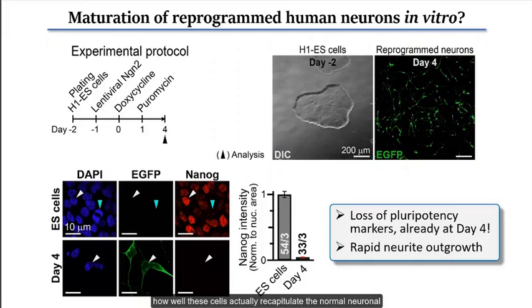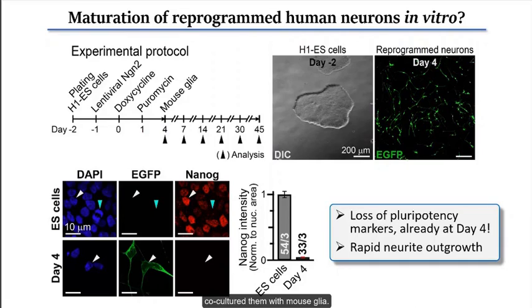So we wanted to know how well these cells recapitulate the normal neuronal developmental processes. What we did was co-culture them with mouse glia, and we looked at the cells at day 7, 14, 21, 30, and 45. We did an enormous amount of imaging analysis for marker expression, and also an enormous amount of electrophysiological analysis to understand how these neurons develop over time in culture, in vitro. Does that really recapitulate at least some of the in vivo neurodevelopmental processes?